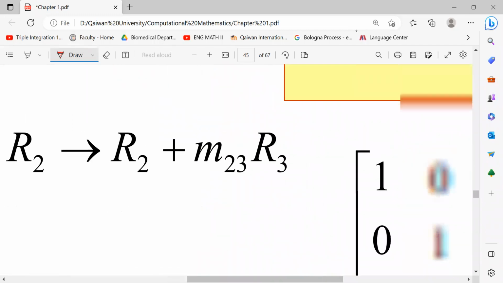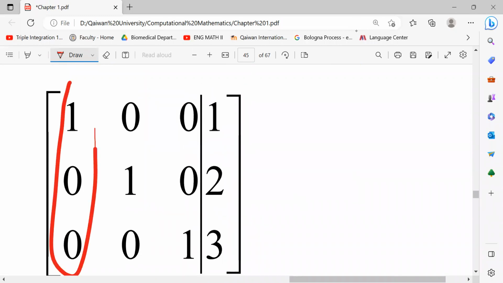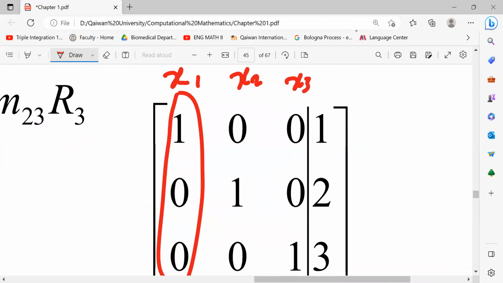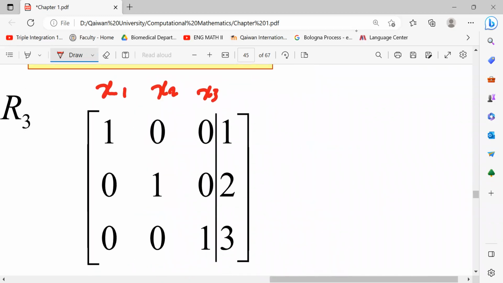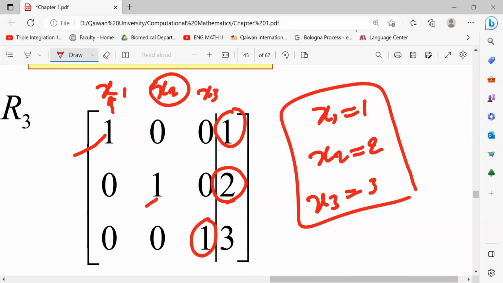Okay? Sorry, after doing the operation, we get this. Now, what are these coefficients? These are coefficients of which of the variable? X1. These are X2. These are X3. And the next one are the constants. Then look, here it means 1 times X1 is equal to what? To 1. So X1 is equal to 1. Then 1 times X2 is equal to what? 2. Then X3 is equal to what? 3. Look, we got the same result as we did before by using Gauss elimination.